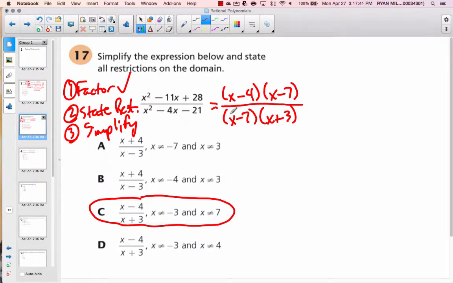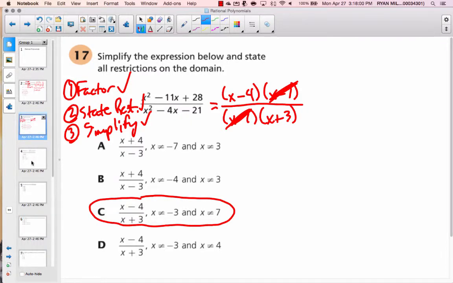Okay. Now, if I cancel, you'll see why it's that answer. This x minus 7 is going to cancel this x minus 7, and so you get x minus 4 on top, and you get x plus 3 on bottom. So it works out both ways. But there we go. We factored, we stated our restrictions, and then we simplified.